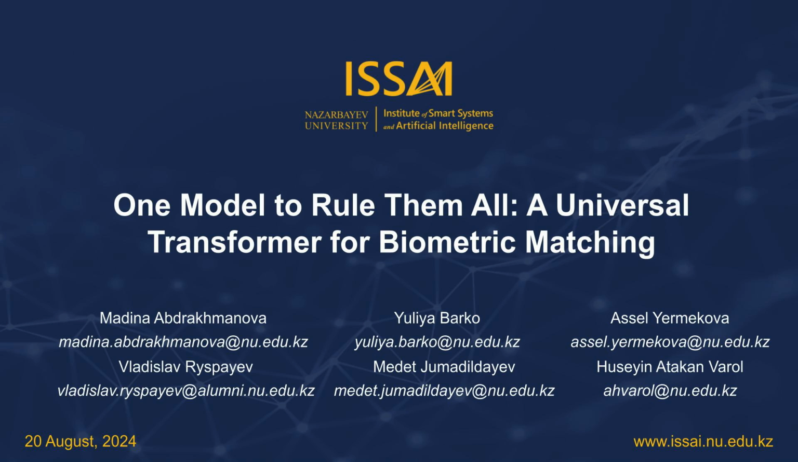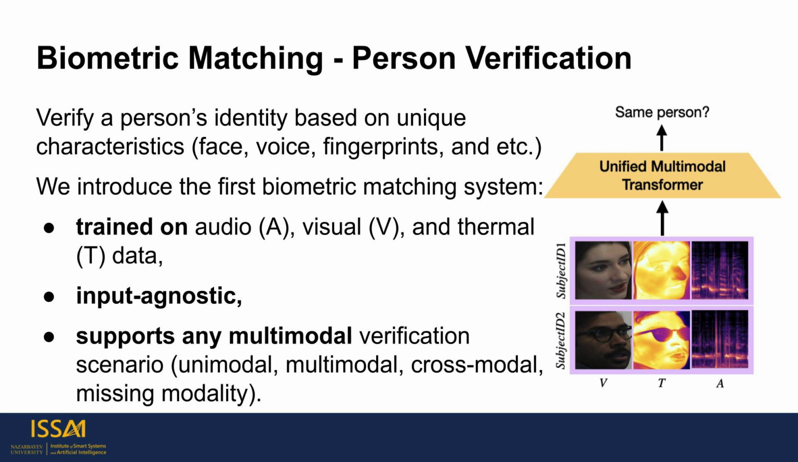And today, I'm introducing one model to rule them all, a universal transformer for biometric matching. Let me start with explaining what biometric matching is. Biometric matching is the process of verifying a person's identity based on the person's unique biological or behavioral features. These features include facial images, voice recordings, fingerprints, and others.